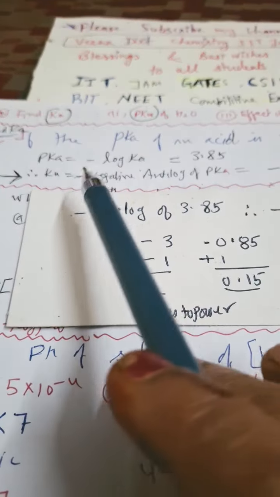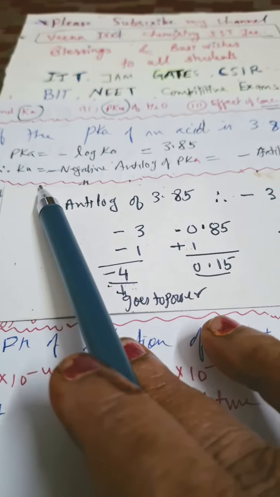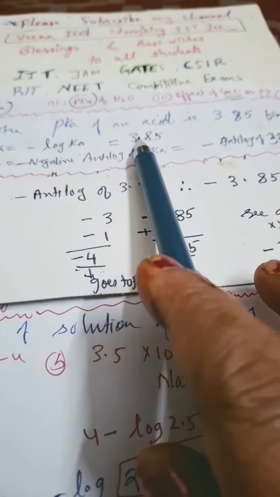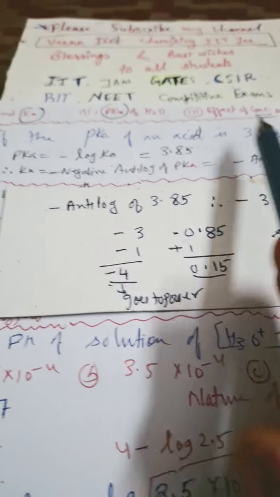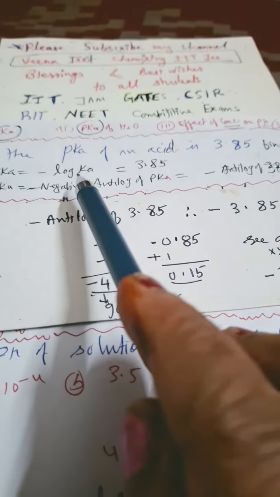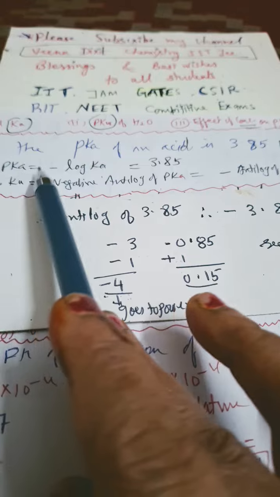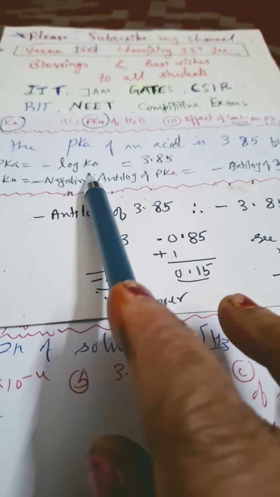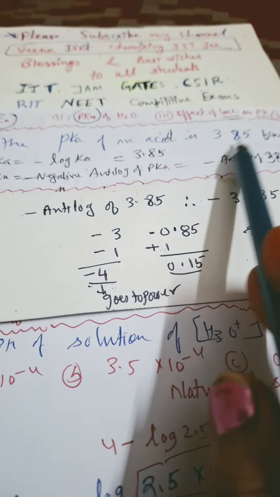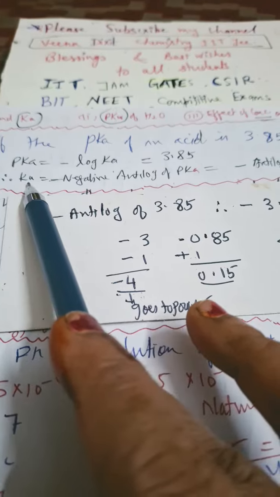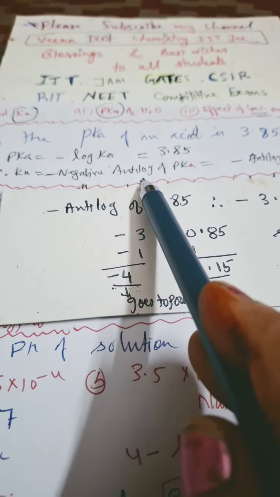Hello student, find the acid dissociation constant value Ka when pKa of an acid is 3.85. The relation between pKa and Ka is pKa equals negative log of Ka. The value is given as 3.85, so the value of Ka is equal to negative antilog of pKa.